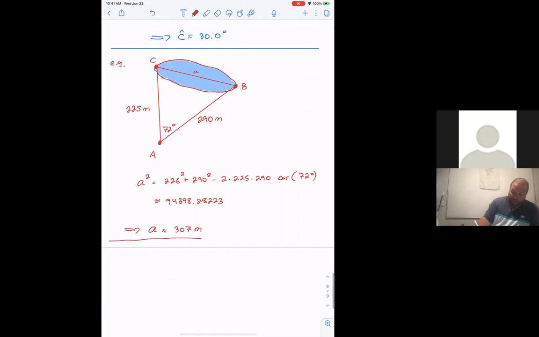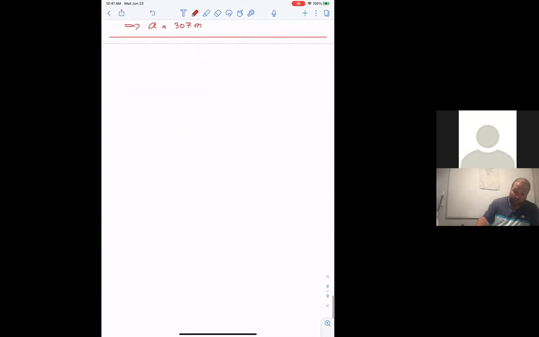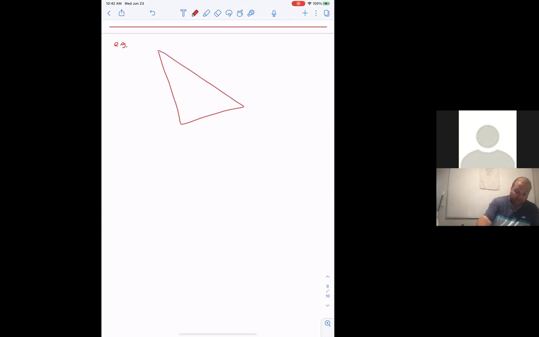So another very practical problem solved using trigonometry, the law of cosines in particular. Here's another example. Towns A, B, and C form a triangle, and the triangle is drawn here, something like this. And here's town A, and here's town B, and here's town C.